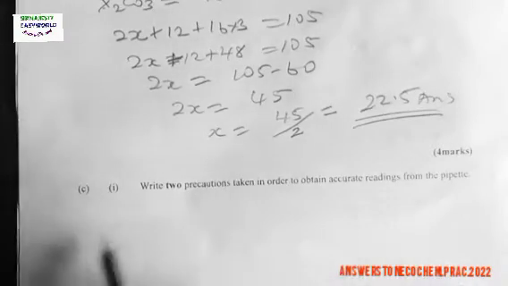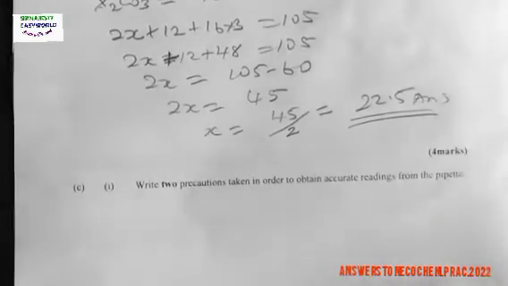Now, the following question, the next question says, write 2 precautions taken in order to obtain accurate readings from the pipette.